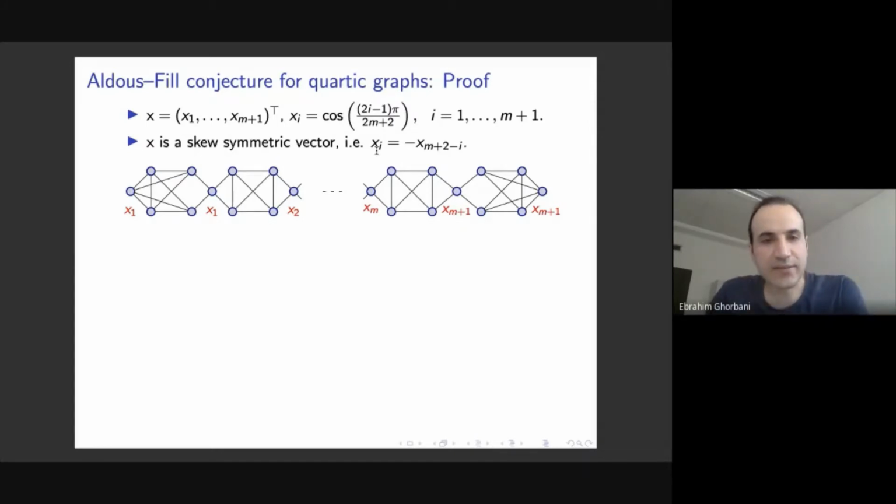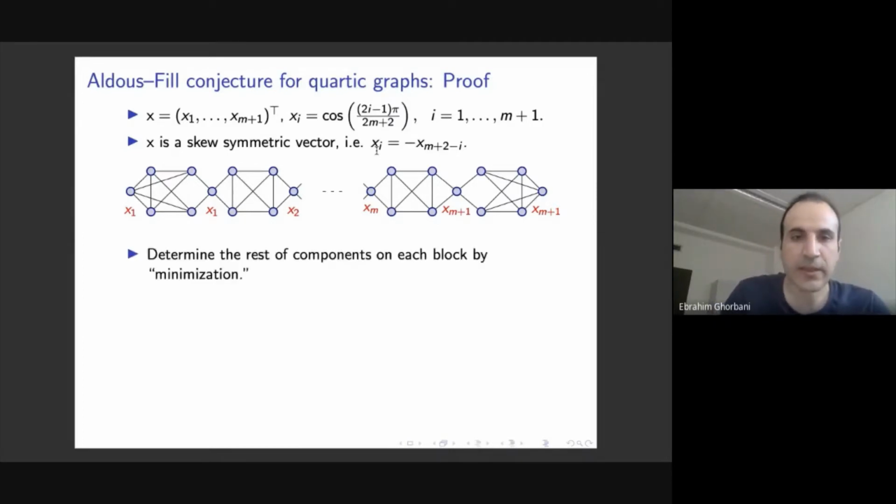But this just gives the Fiedler vector over the cut vertices, but we should determine the other components of the vector over the other vertices, which are not cut vertices. We determine the rest by minimization, which means that in the Rayleigh quotient, every term is determined by the edges of the graph, and for each block we have a quadratic form. We just minimize it. So for example, for the second block, the first and the last components are given, and we find the remaining four components on that block by just minimization.